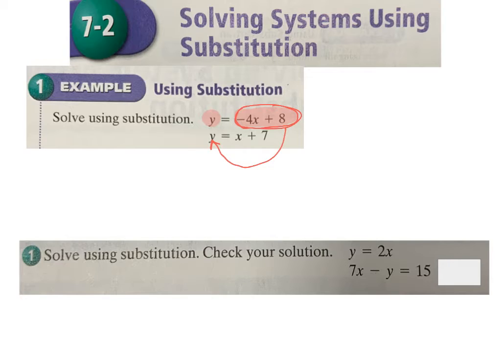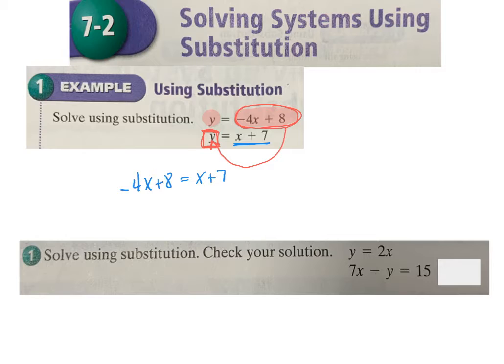So if y equals negative 4x plus 8, in the next equation we are going to rewrite it but replace this y. And so instead of writing y, I'm going to write negative 4x plus 8. And I'm going to say it equals x plus 7, okay? So I have negative 4x plus 8 equals x plus 7. This is an equation that I should be able to solve. How do I solve an equation like this?